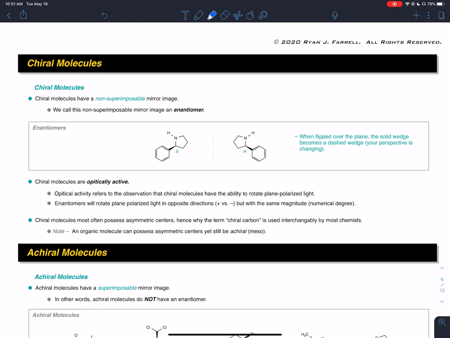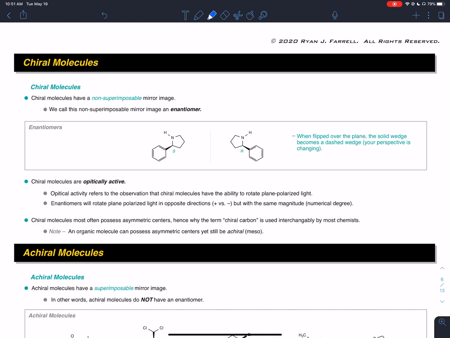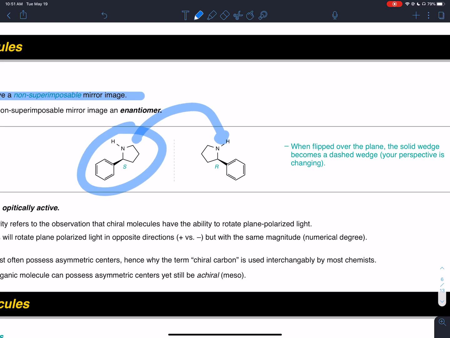Hi everyone. In this video we're going to come back to chiral molecules. Chiral molecules have a non-superimposable mirror image compound, and we call that non-superimposable mirror image compound an enantiomer. This compound here, if we mirrored it over, we would see that its mirror image is non-superimposable. I just want to give you a visual example of this.